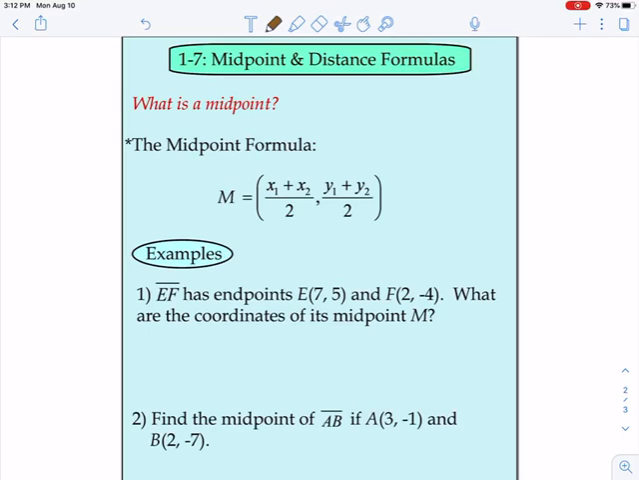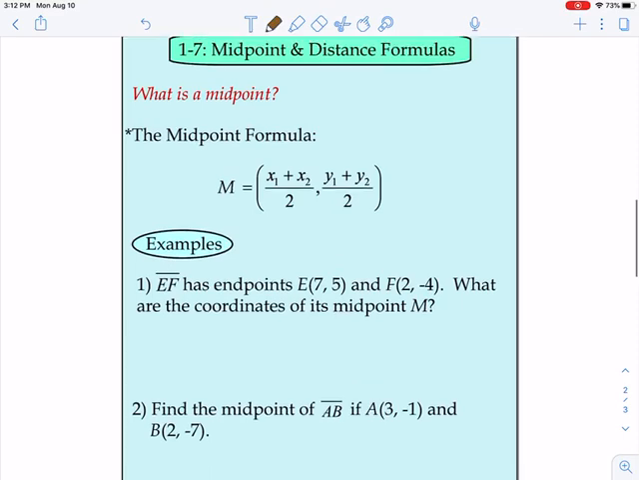Again, it always comes in that order, and it does not matter which one that you call x1 and y1 and which one you call x2 and y2. Just make sure that your 1's stay together and your 2's stay together. I'm a creature of habit. Every single time I do a problem, I always call my first ordered pair x1, y1 and my second ordered pair x2, y2, just to be consistent.